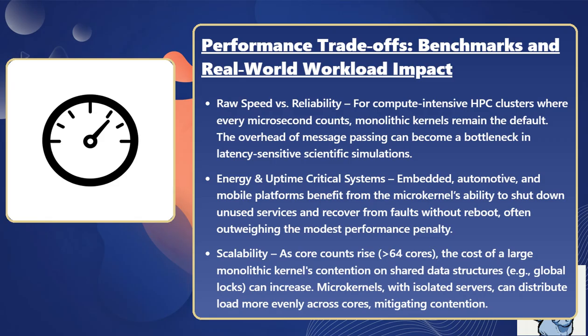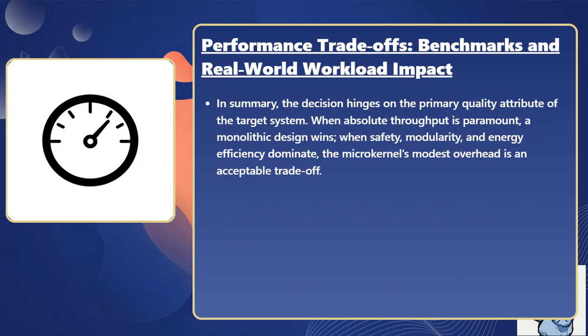Scalability. As core counts rise beyond 64 cores, the cost of a large monolithic kernel's contention on shared data structures, for example global locks, can increase. Microkernels with isolated servers can distribute load more evenly across cores, mitigating contention. In summary, the decision hinges on the primary quality attribute of the target system. When absolute throughput is paramount, a monolithic design wins. When safety, modularity, and energy efficiency dominate, the microkernel's modest overhead is an acceptable trade-off.